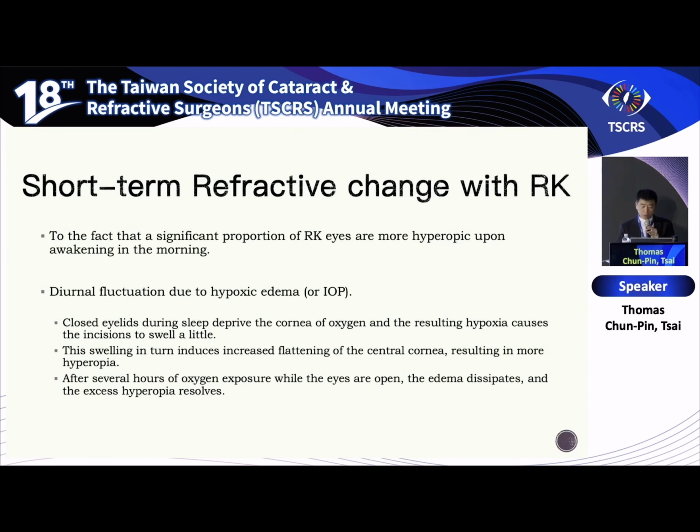In addition to the hyperopic shift, RK eyes' refraction may also fluctuate throughout the day, making the intended refractive goal a moving target. A significant proportion of RK eyes are more hyperopic, especially in the morning. The diurnal fluctuation is due to hypoxic edema or intraocular pressure change.